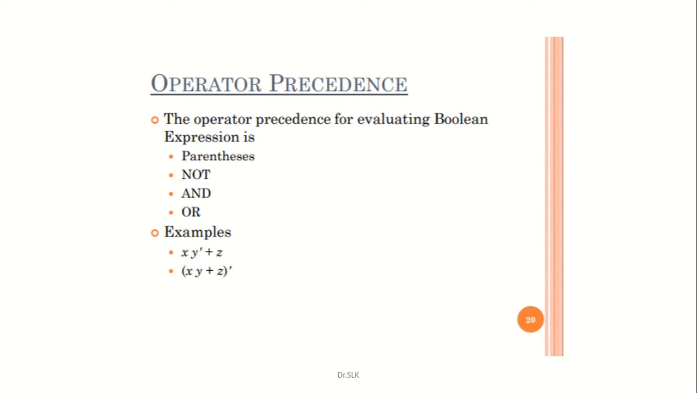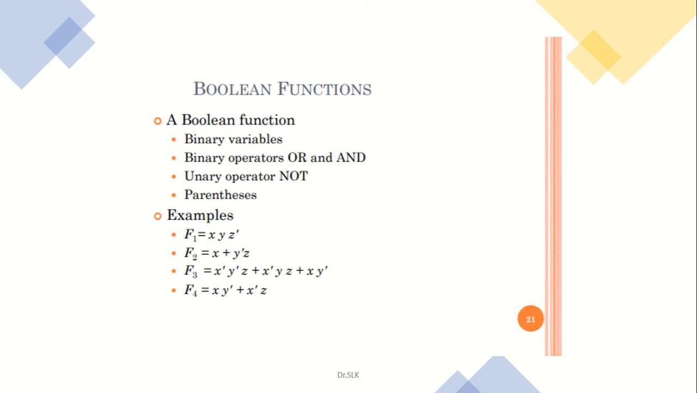Examples that we are using in this are xy' + z and (xy + z)'. A Boolean function can have binary variables, it can have binary operators, AND and OR, it can have a unary operator, NOT, and it will have parentheses.